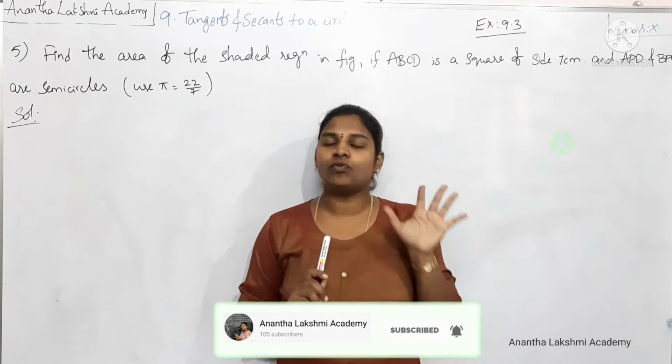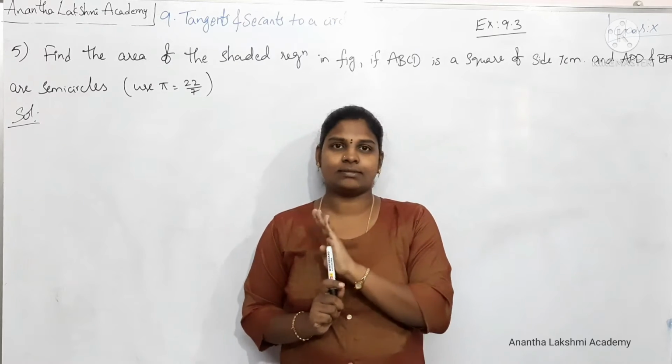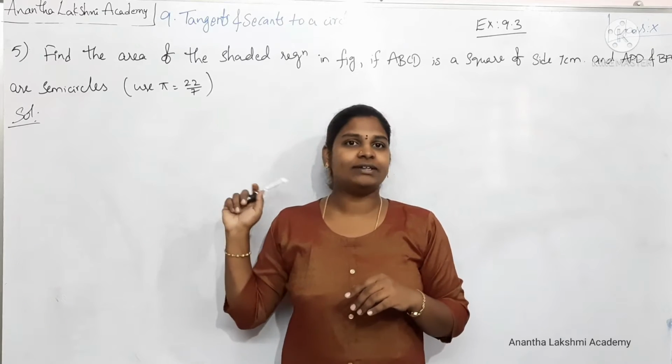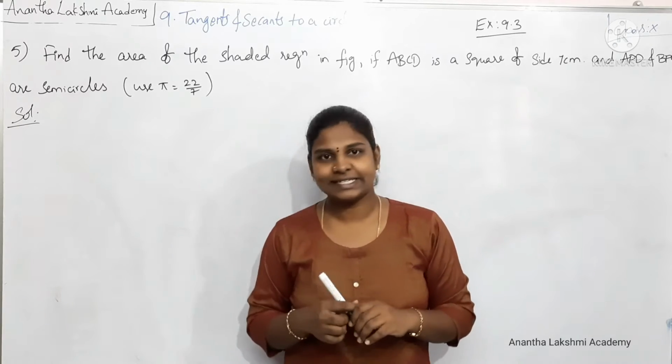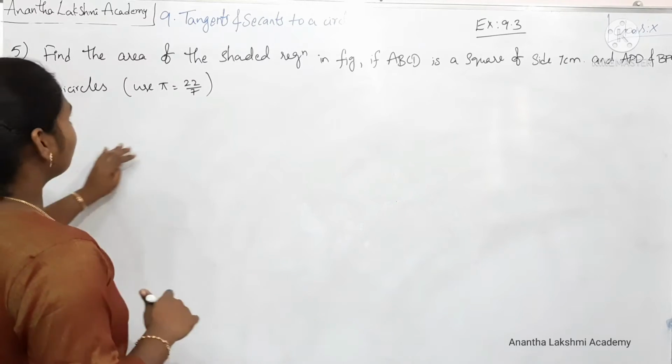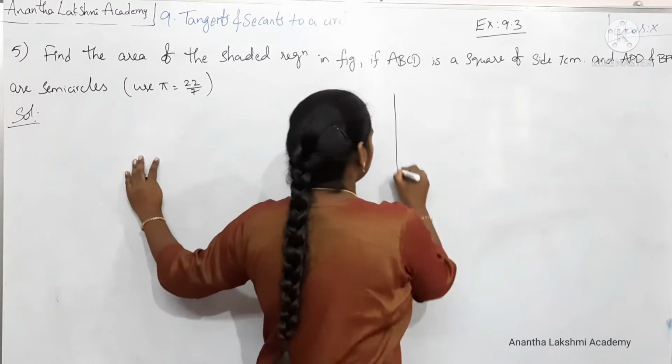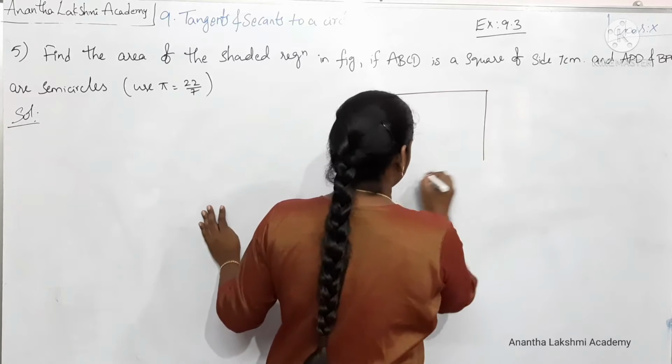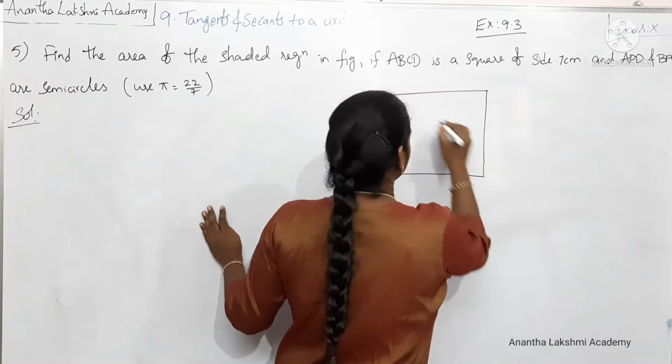We have completed 4 problems of exercise 9.3. I have already written the fifth question on the board, so let's get started. Right, so here it is given, find the area of the shaded region. I forgot to draw the figure here.